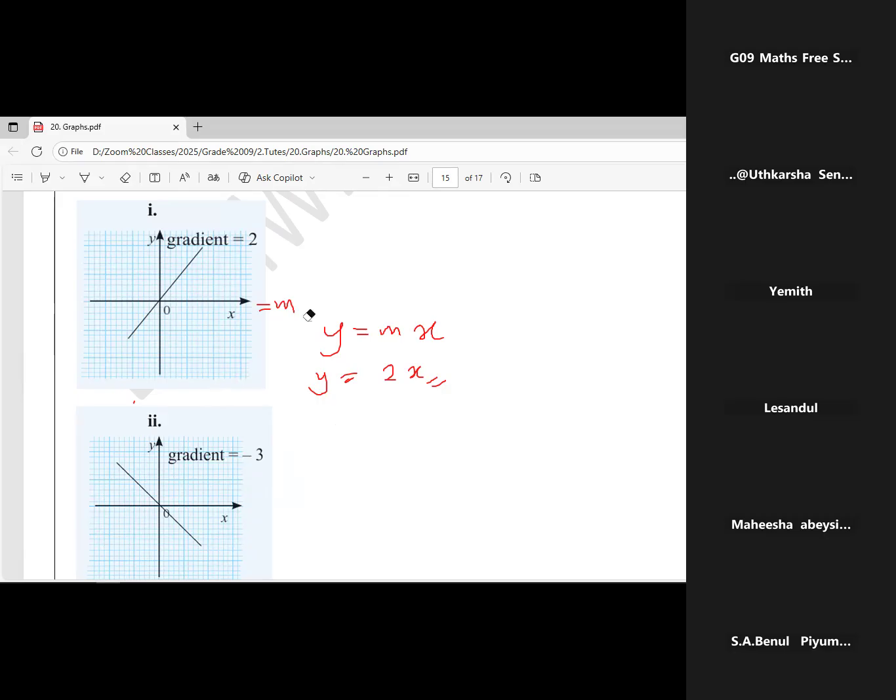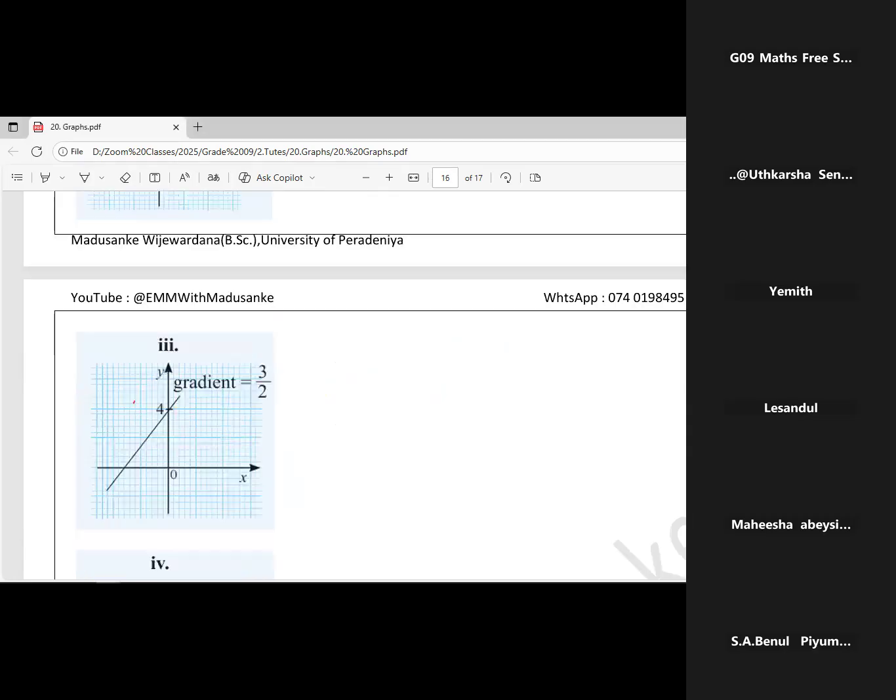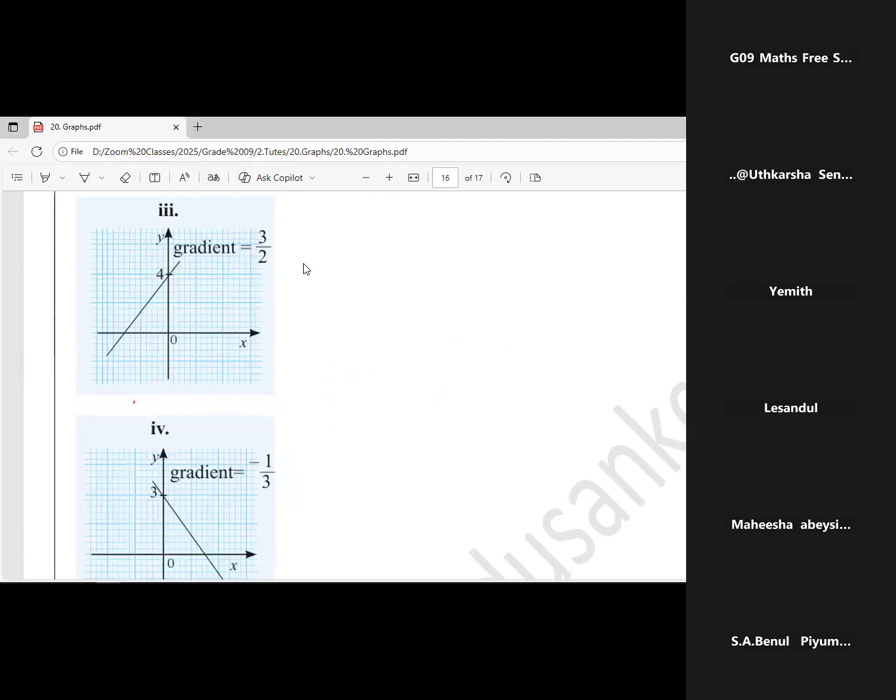Right. I will clear this and I am moving to the next one. This one. Okay. What is in?